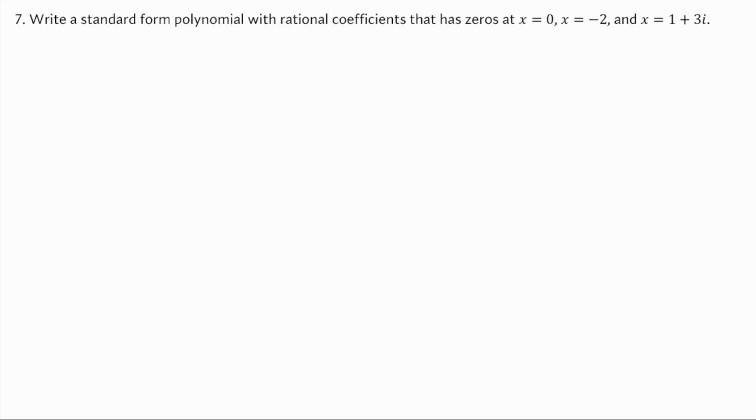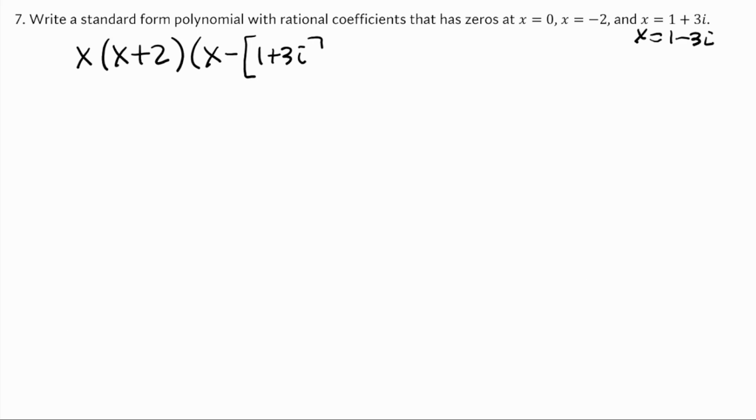Right, and the last problem is write a standard form polynomial with rational coefficients that has zeros at x equals 0, x equals -2, and x equals 1 plus 3i. Okay, well, we know that if we're going to want to have rational coefficients, then we're going to need to include x equals 1 minus 3i as well. Okay, so I'll have x minus 0 times x minus -2 times x minus 1 plus 3i times x minus 1 minus 3i. Those would be my 4 factors.